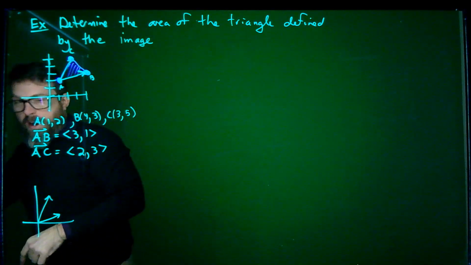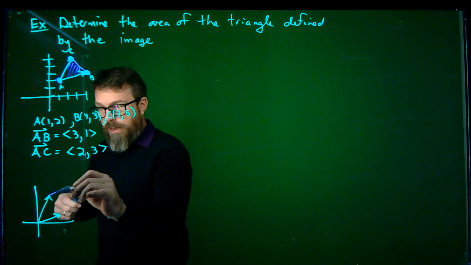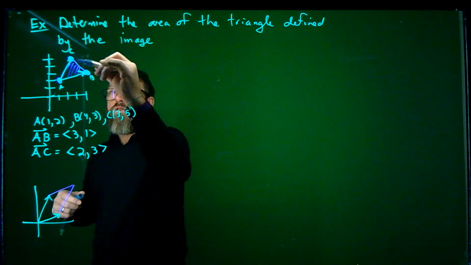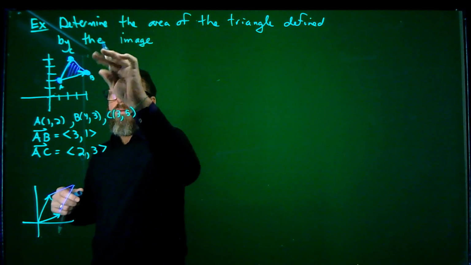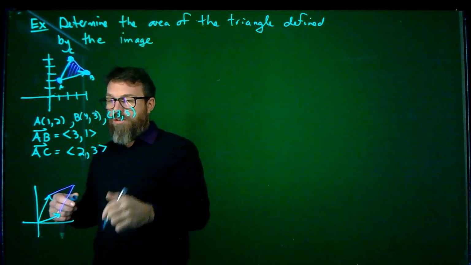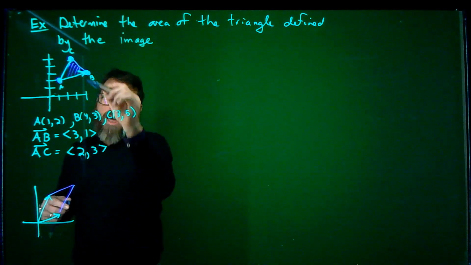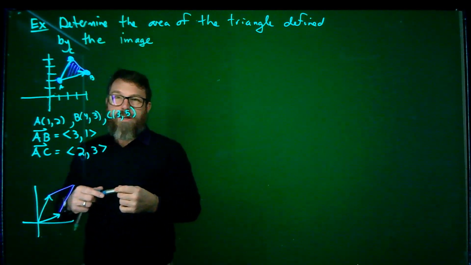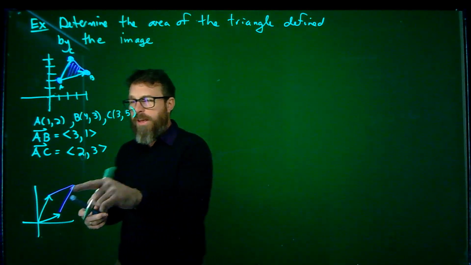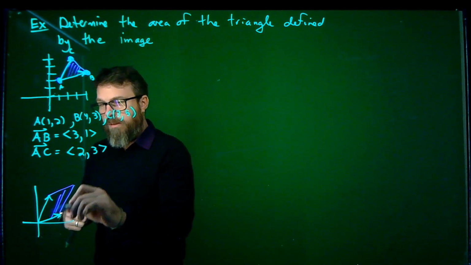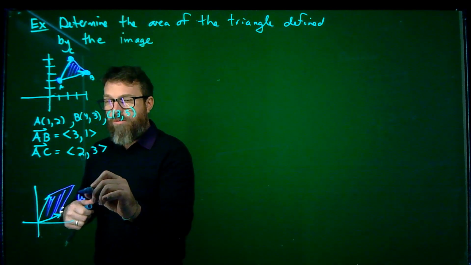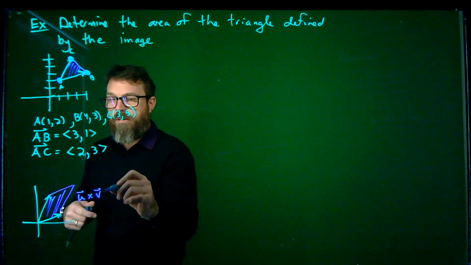So what I can finally find is the area of this parallelogram, which is going to be equal to the same thing as the area of the parallelogram defined by these two vectors. And then eventually I'm going to take half of it so I can find the area of the triangle. So in order to find the area of this parallelogram, that's going to be equal to u cross v.